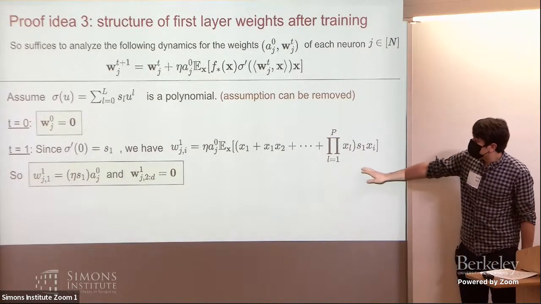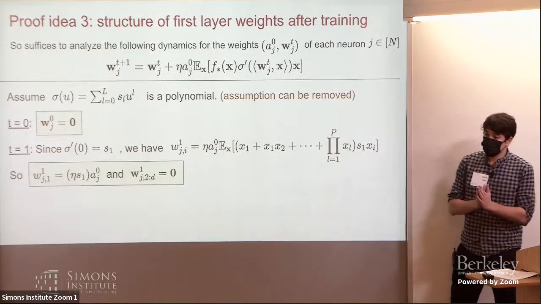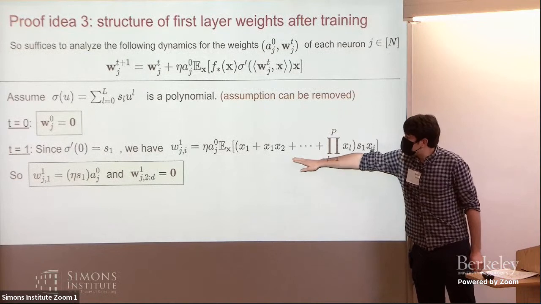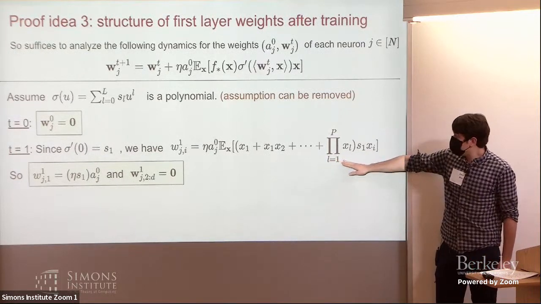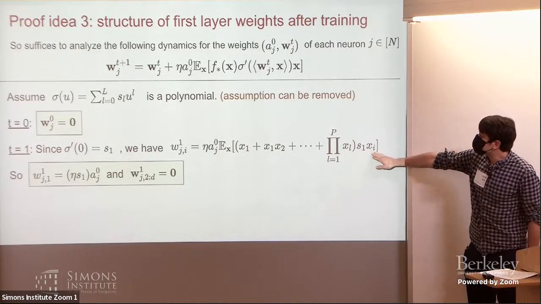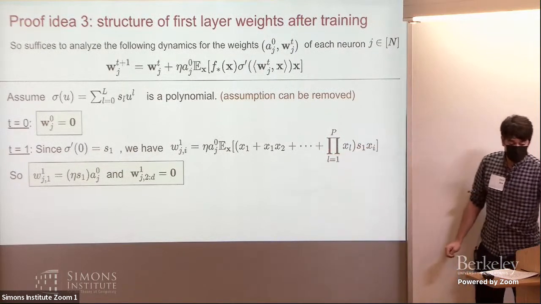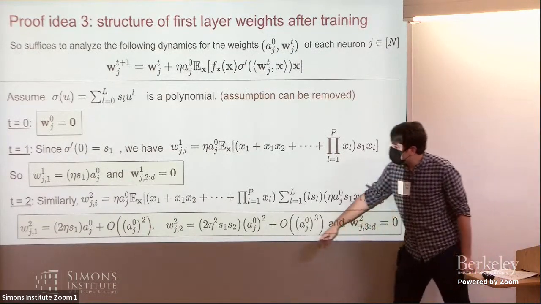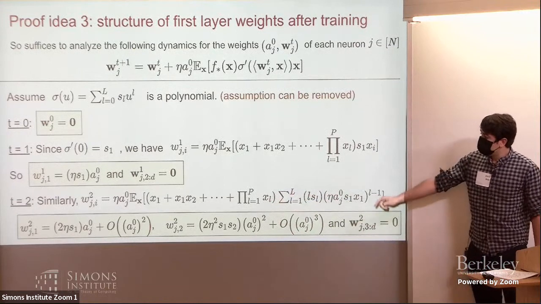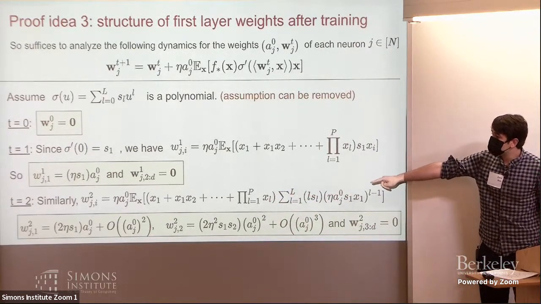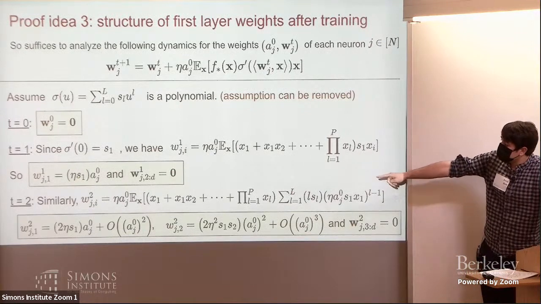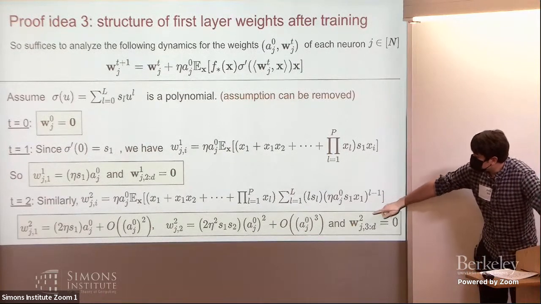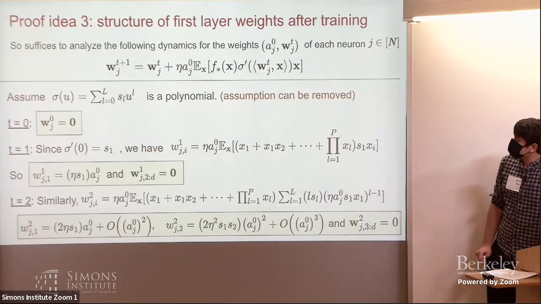After one step, the weights have now picked up the coefficient in x1. You can see this by writing the update equation as an inner product between the staircase function that you're trying to learn and xi. This is the update equation for the ith coefficient, the coefficient of xi. After two steps, the coefficient of x1 is going to be a polynomial with the degree one term in the second layer weights, and the coefficient of x2 will be a polynomial of degree two in the second layer weights.